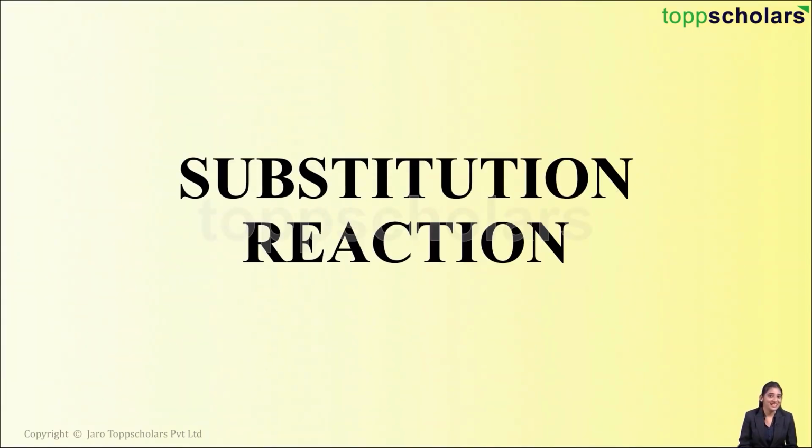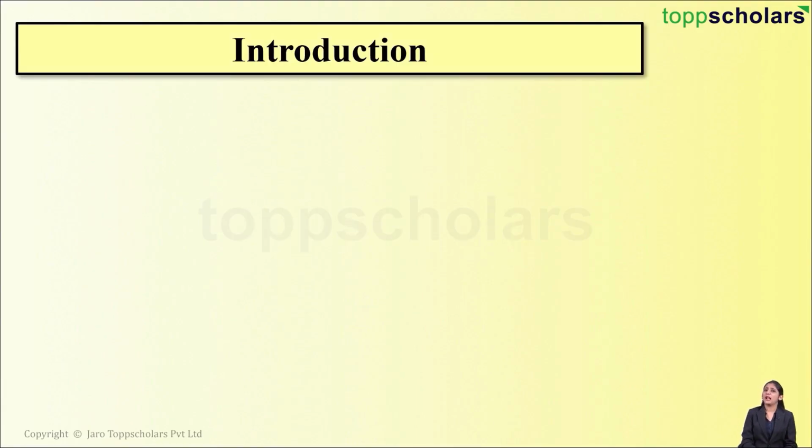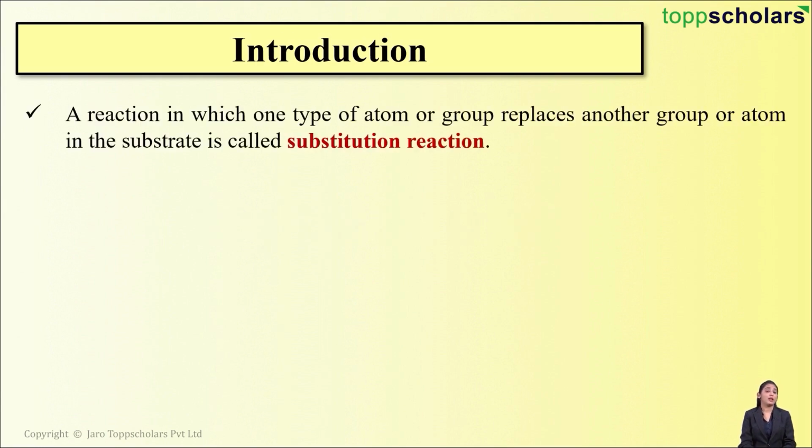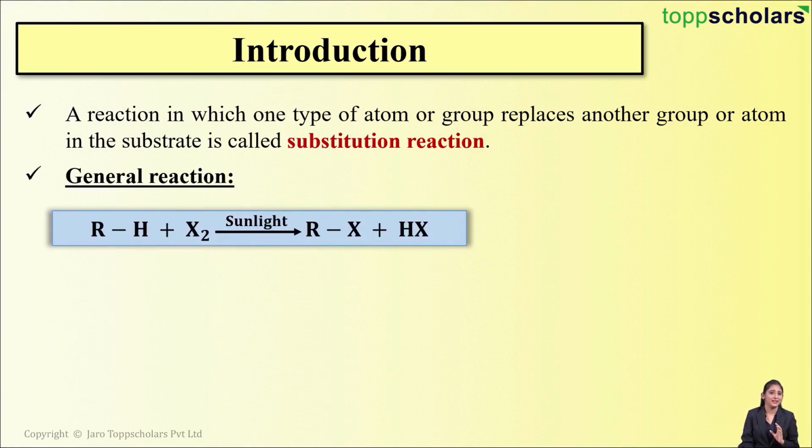Today we'll be discussing substitution reactions. So friends, what do we actually mean by substitution reactions? Substitution reactions are reactions wherein one type of atom or group replaces another group or atom in the substrate. In simple terms, a substitution reaction is a reaction wherein one type of atom or group is replaced by another group or atom. Let's take an example to understand this, right?